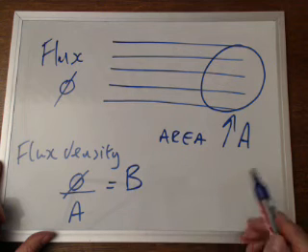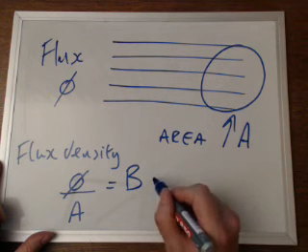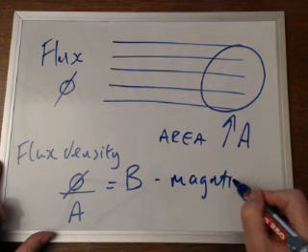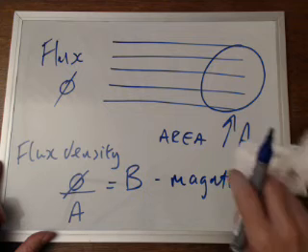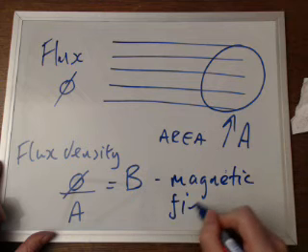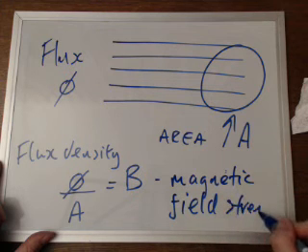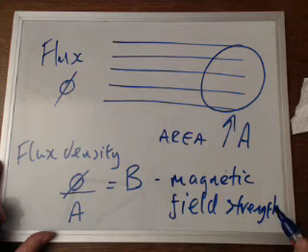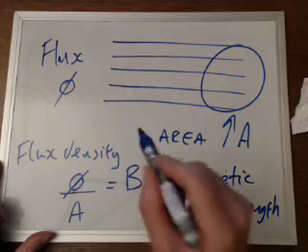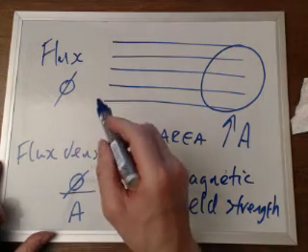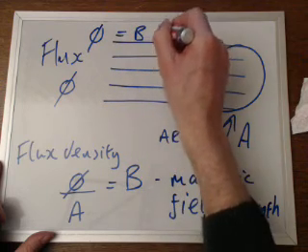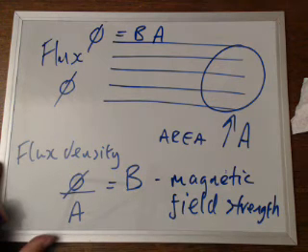And you should be familiar with B, because B, as well as being the flux density, is also known as the magnetic field strength. Therefore, if phi over A is a flux density equals B, we get the relationship that the flux is equal to the magnetic field strength multiplied by the area.